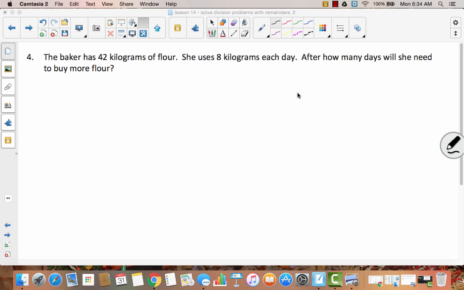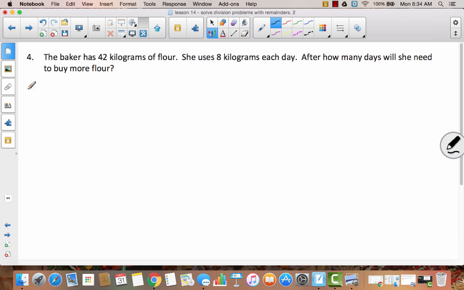Okay, on to question 4. The baker has 42 kilograms of flour. She uses 8 kilograms each day. After how many days will she need to buy more flour? All right, so we read the problem. Now we're going to draw our tape diagram. So let's take a look.